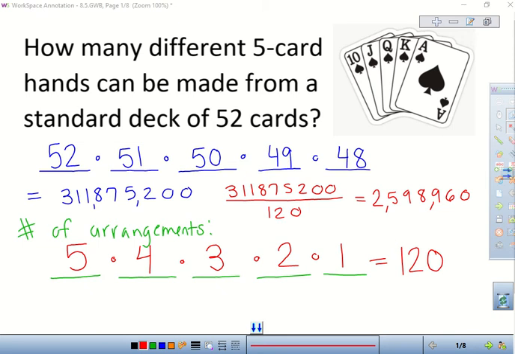So for this reason, I want to talk a little bit about what this all means, how we just calculated two different things. All right. So one of these is what we call a permutation, and one of these is what we call a combination.